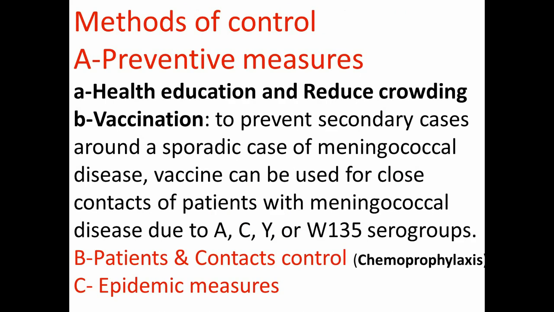Methods of control. Preventive measures. Health education, we have to educate the population about the avoidance of contact and droplet spread and reduce crowding. Vaccination. There are vaccines for A, C, Y, and W135, and there is a polyvalent vaccine also. Patients on contact should be given chemoprophylaxis, and we have epidemic measures as we see.